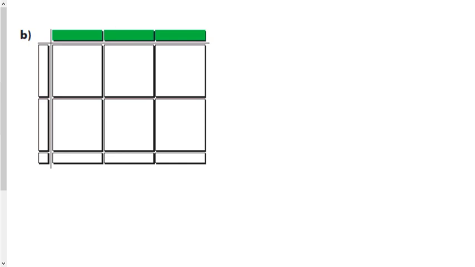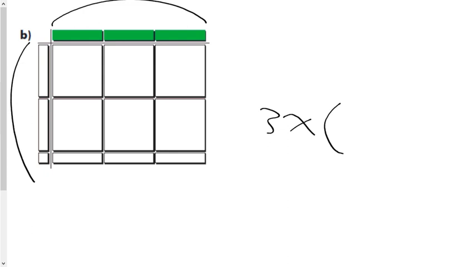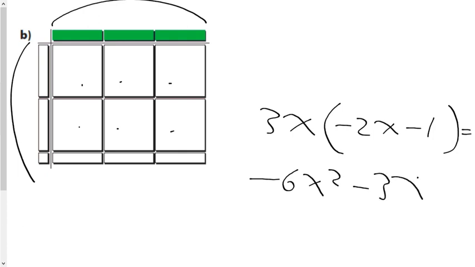Question B, my monomial is now here, which is a positive 3x, multiplied by the binomial, negative 2x minus 1. And the solution is the area, which is negative 6x squared minus 3x, which is what I would have gotten if I expanded using distributive property.